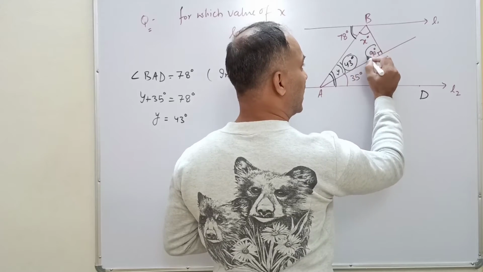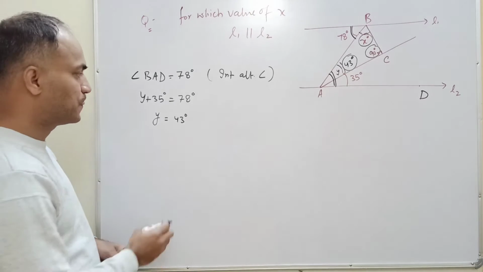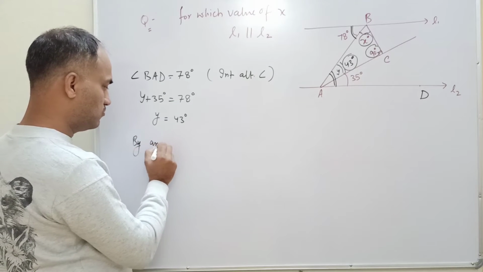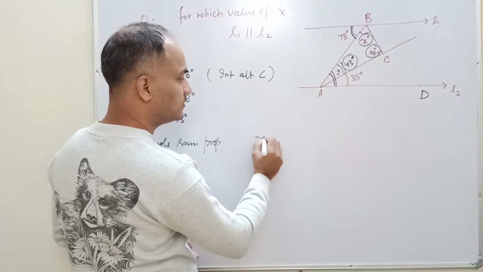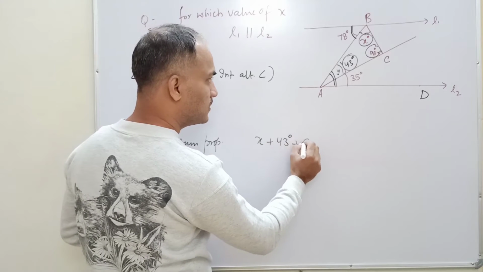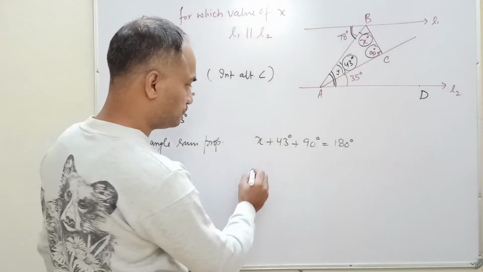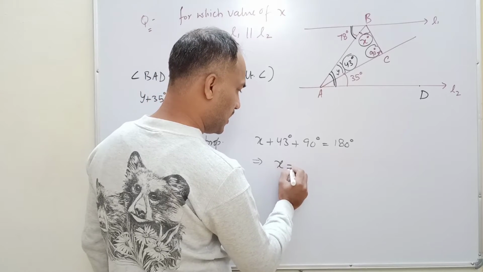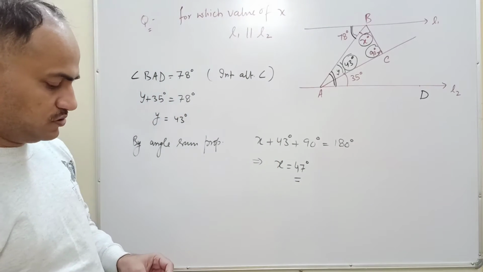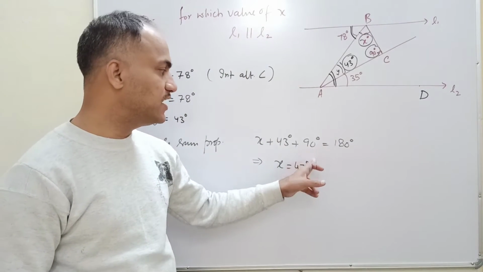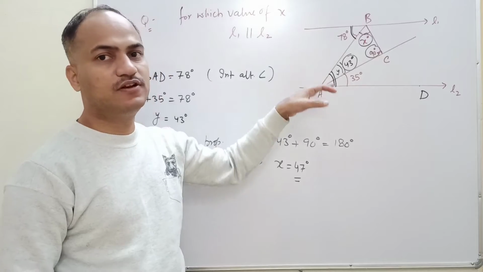Now 43, 90 and one value x. Okay, simple. Angle sum property we can apply here. So by angle sum property we see that x plus 43 plus 90 degrees will give us 180 degrees. Okay, so here on simplification we get x is equal to 47 degrees. Okay, because 180 minus 90 is 90 and 90 minus 43 is 47. So this is the value of x for which the given two lines will be parallel.